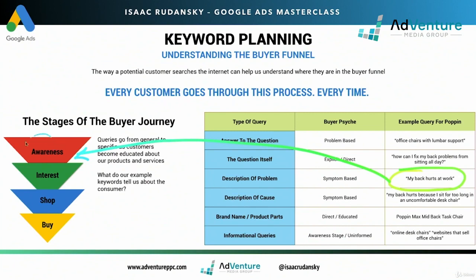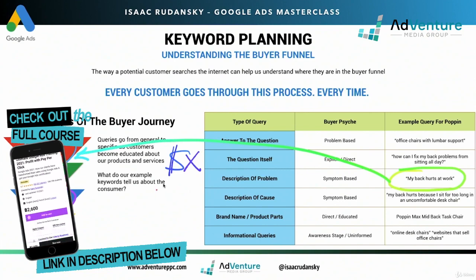At best, we could say it fits into that awareness stage of the funnel, which doesn't mean that we don't want to bid on it. It's just that we want to be very conservative. If we have a limited budget, we don't want to bid on it at all because we really want to focus. We want to make sure that we're getting as much of the shop and interest keywords as we can.